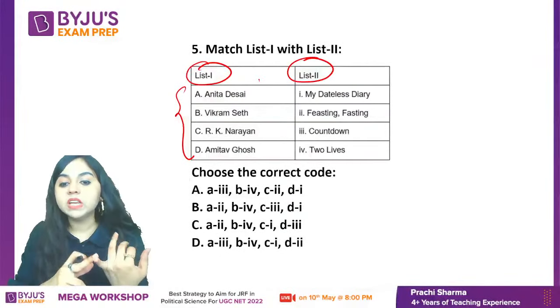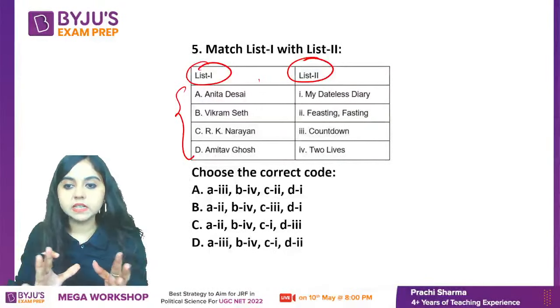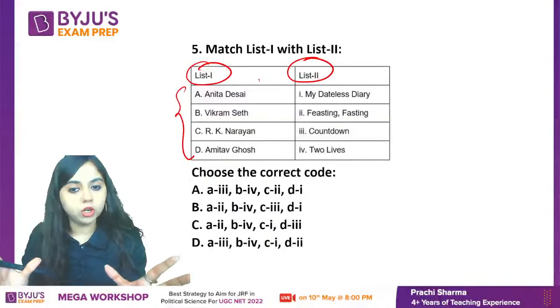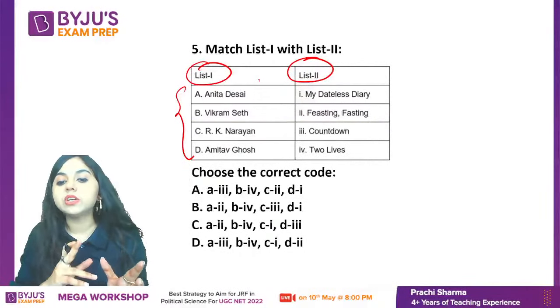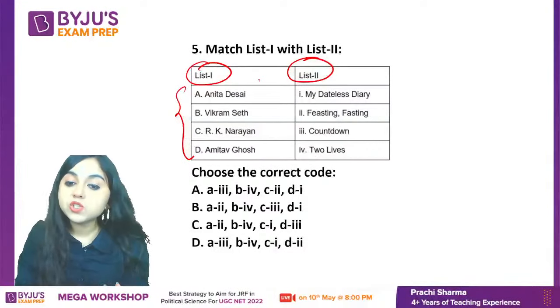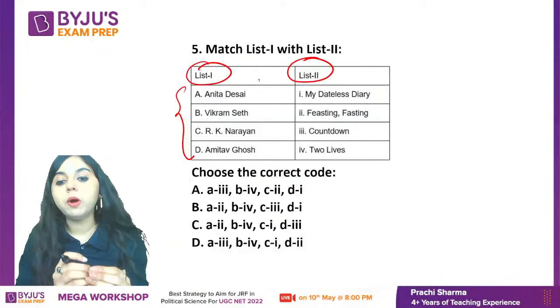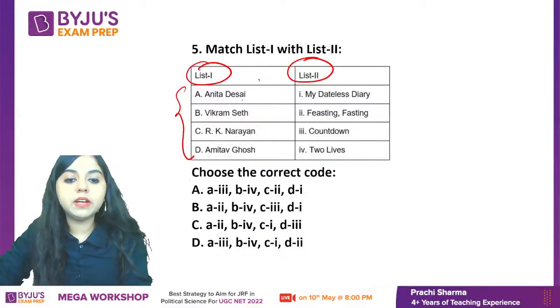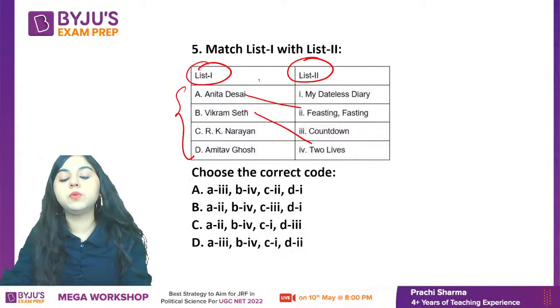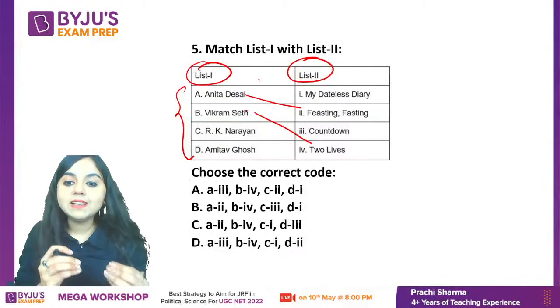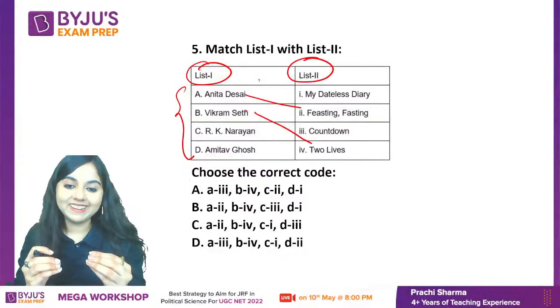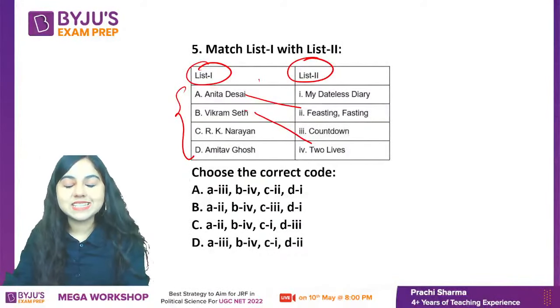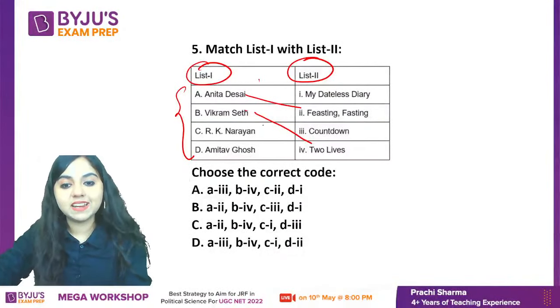Okay, let's take it. Anita Desai, Fasting, Feasting, novel about family living in a small Indian town. Vikram Seth has written Two Lives. It's a piece of non-fictional work that is telling you about a cross-cultural romantic relationship. So Feasting, Fasting, this is Anita Desai's, and Two Lives is Vikram Seth's, right? My Dateless Diary is by R.K. Narayan. It is a series of autobiographical essays.